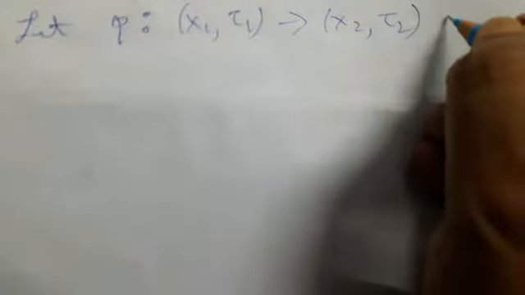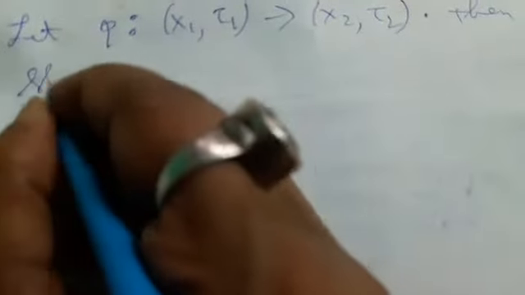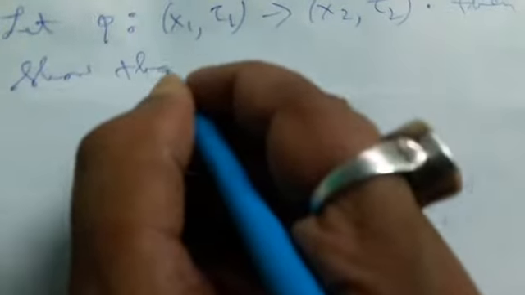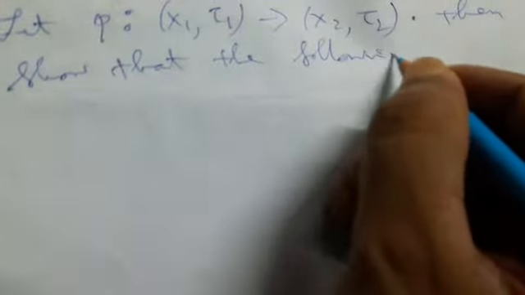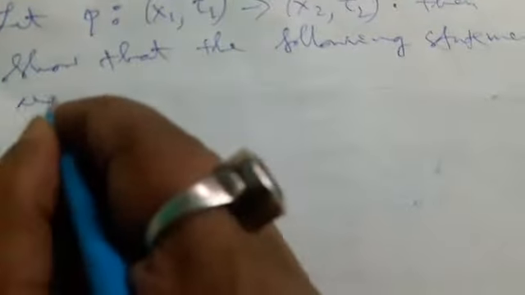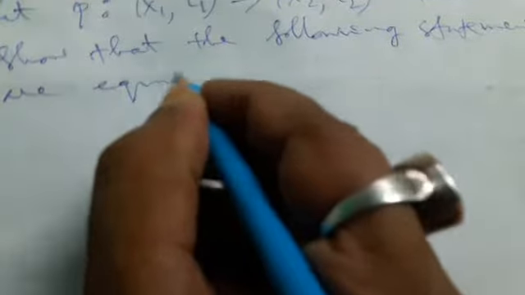Let phi be a function such that phi: (X1, tau 1) to (X2, tau 2), then show that the following statements are equivalent.